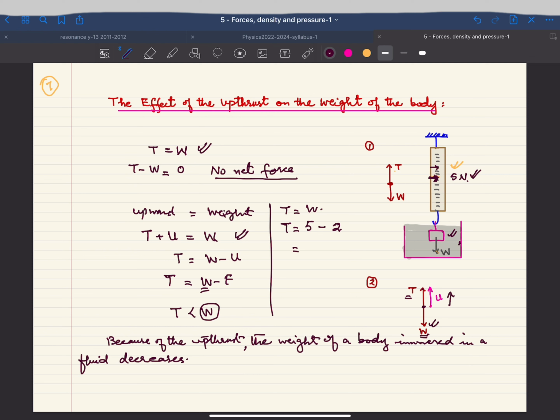As I said, this is weight, this is upthrust, so the tension will be only 3 Newton. This 3 Newton shows the apparent weight, because whatever the tension is in the spring balance gives us the concept of weight. It means that when you immerse something into the liquid, the apparent weight of that body will decrease. So this is very, very important to remember. Ultimately, I will show you some animations as well, but here you have the theoretical explanation.